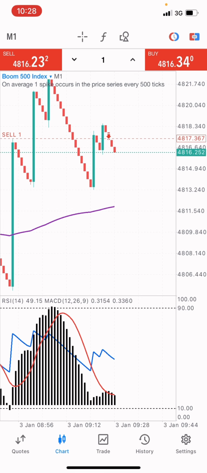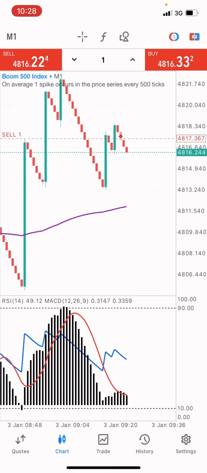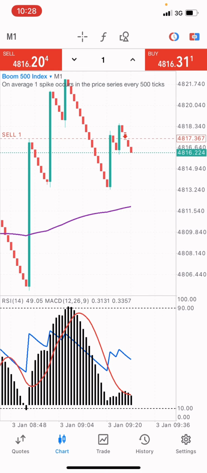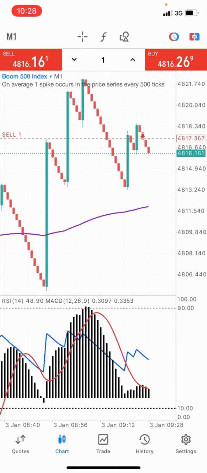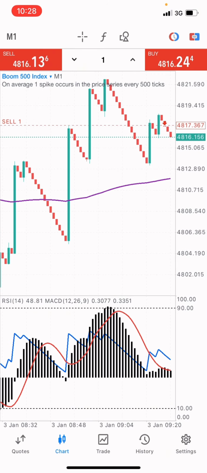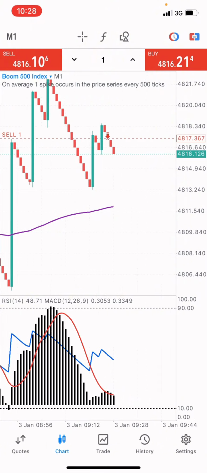So this is how I trade often on crash and boom. I normally scalp the market, then sometimes I catch the spikes, right? And with the use of a few indicators like the RSI and the MACD and also the moving averages, right?